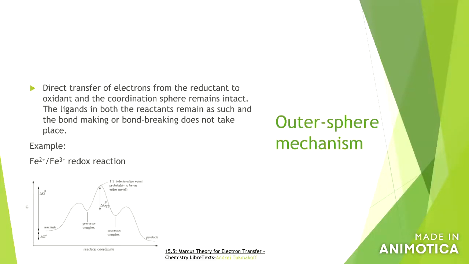In the outer sphere electron transfer mechanism, there is a direct transfer of electrons from the reductant to an oxidant, and the coordination sphere remains intact. However, there is a problem in the outer sphere redox reactions, as no bonds are formed or broken, only electron transfer takes place. Such issues consist of bond length change.